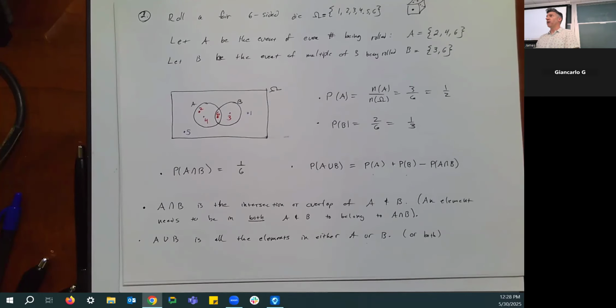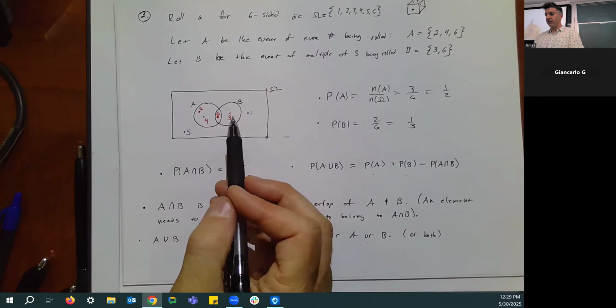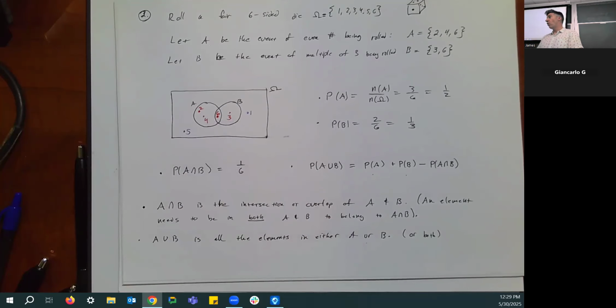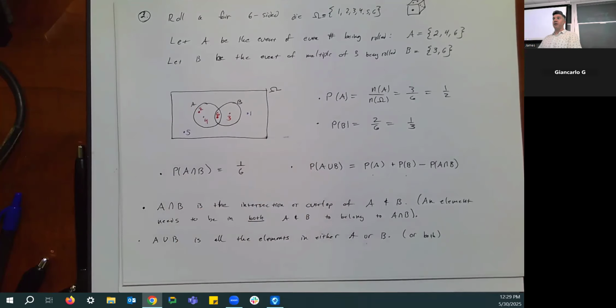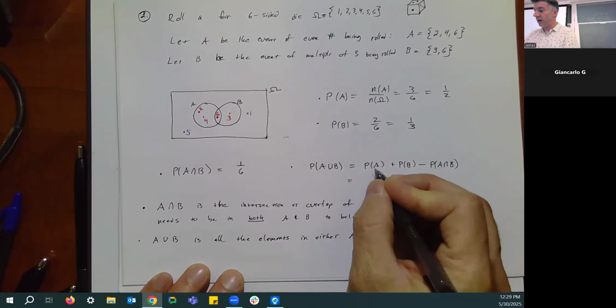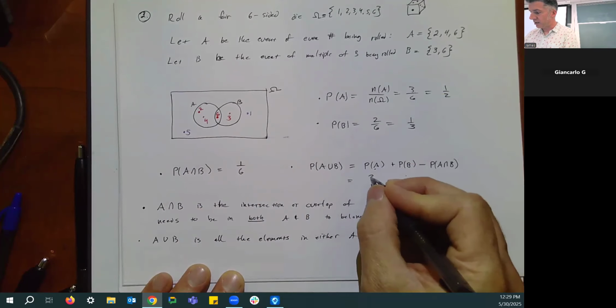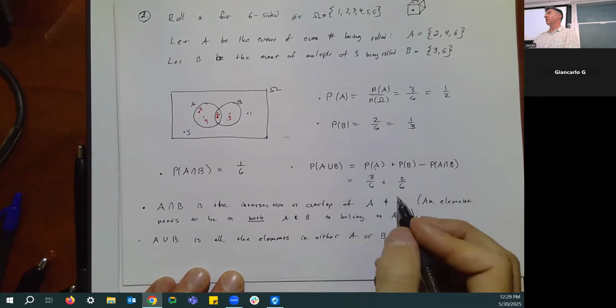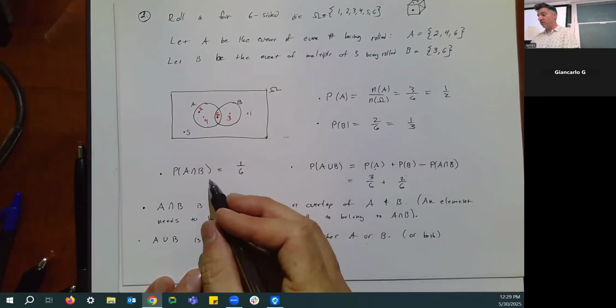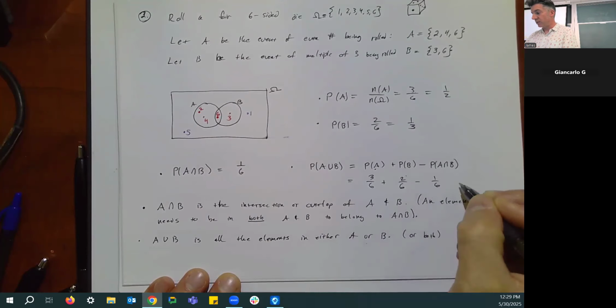We know what the answer should be already, right? If you look at A union B, how many things are in there? 4. There's 1, 2, 3, 4 things in A or B, I should say. So our probability should be 4 out of 6. We calculate this: the probability of A is 3 out of 6. The probability of B is 2 out of 6. And oh yeah, look, we're overcounting, so we better subtract the probability of the intersection, which is 1 over 6, which ends up being 4 over 6, which is 2/3.